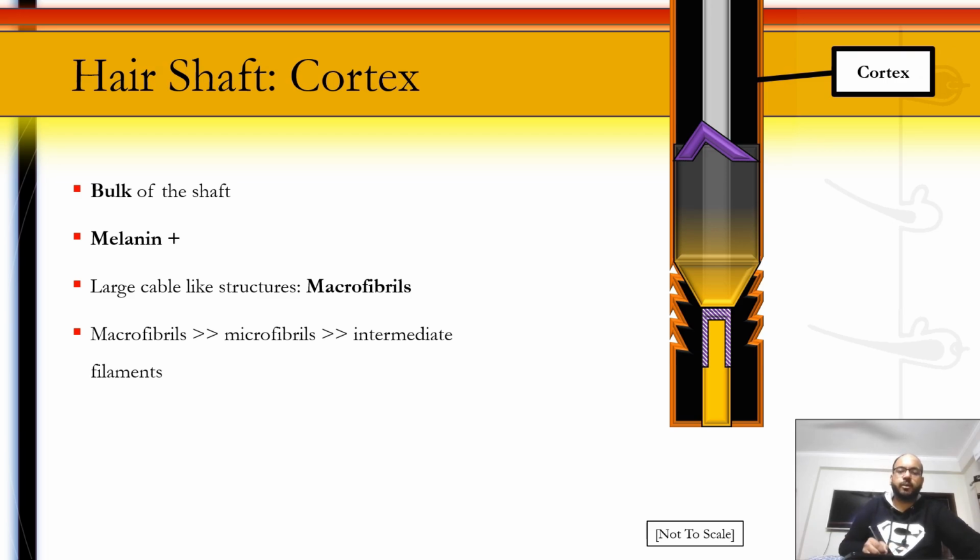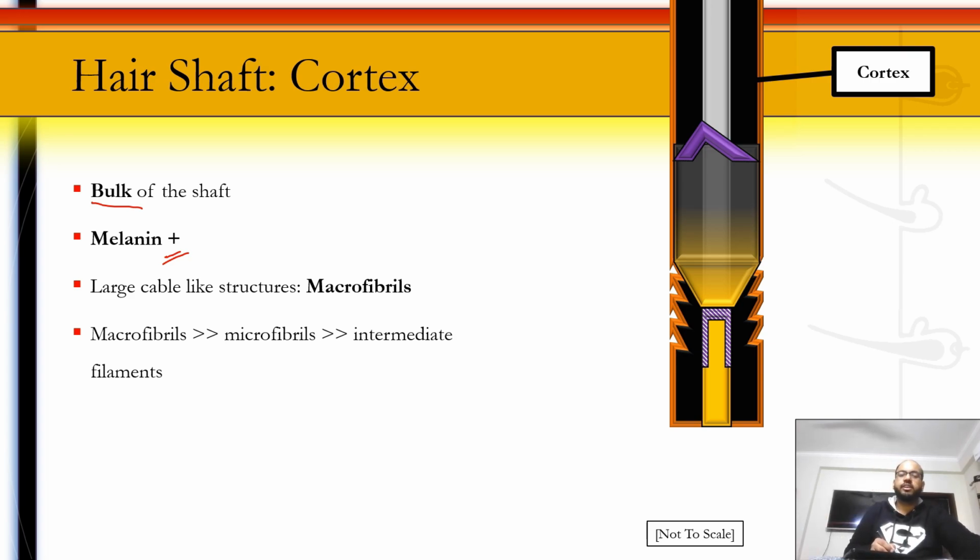Now, the cortex forms the bulk of the hair shaft. The major part of the hair shaft is made by the cortex. In the cortex, you have melanin. Last week when we were discussing the hair cycle, we discussed that the pigmentation is transferred only to the cortical cells by the hair melanocytes. So, the cortex is the structure which is melanized.